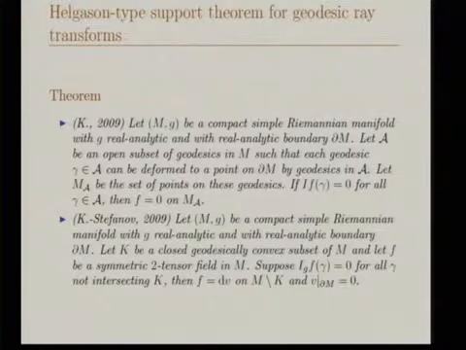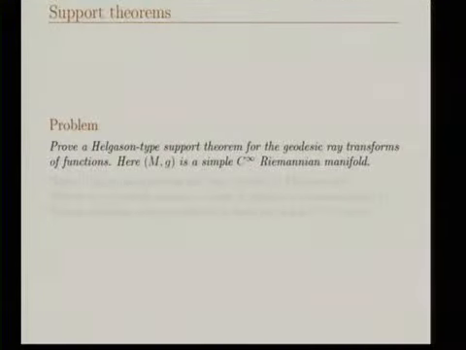And so there is a connection between whatever was done here and the case of the Calderon problem. I will just indicate, but this leads to a natural conjecture. So the conjecture is to prove a Helgason type support theorem for the geodesic ray transform in the C infinity case. Now, this is still, to the best of my knowledge, an open problem, but one has to be very careful.